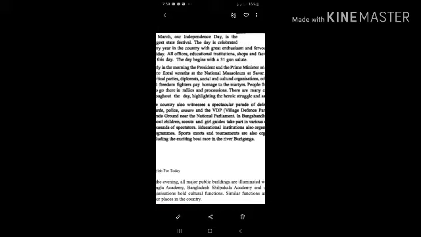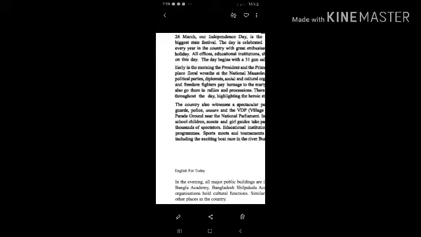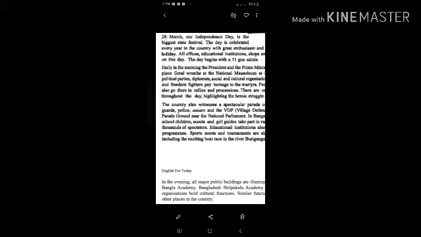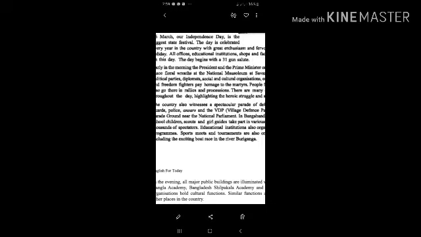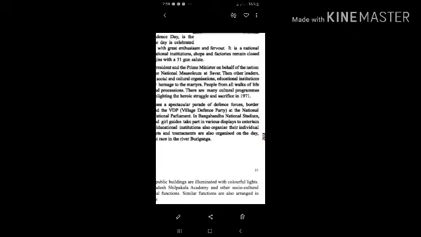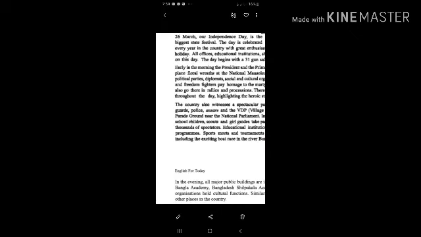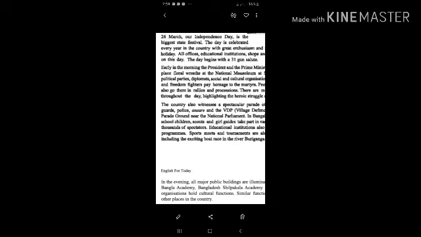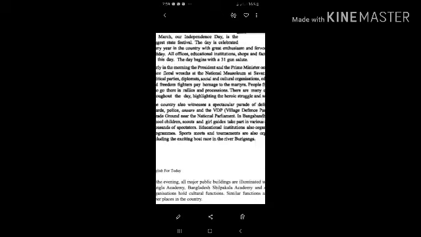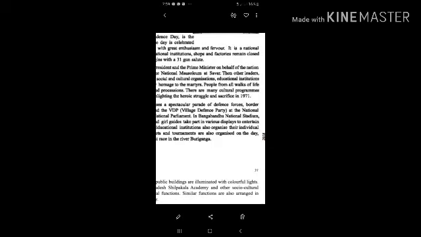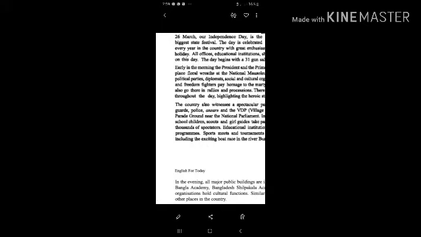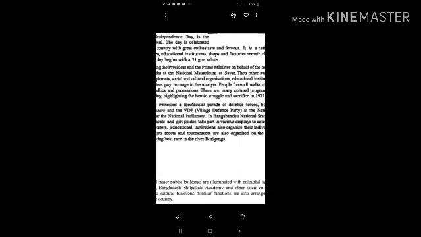The country also witnesses a spectacular parade of defense forces, border guards, police, Ansars and VDP, Village Defense Party, at the National Parade Ground near the National Memorial.